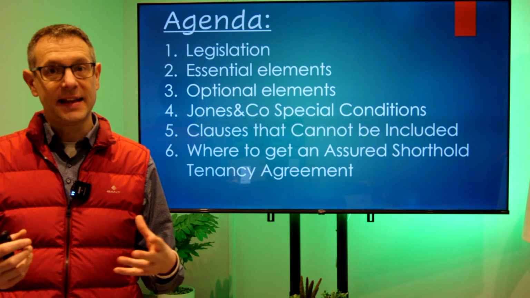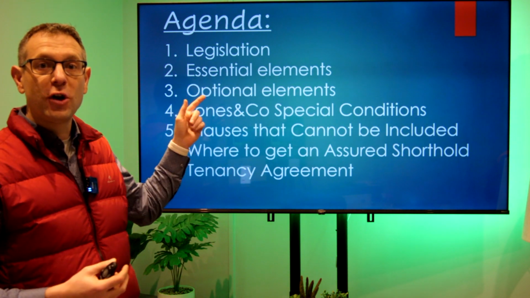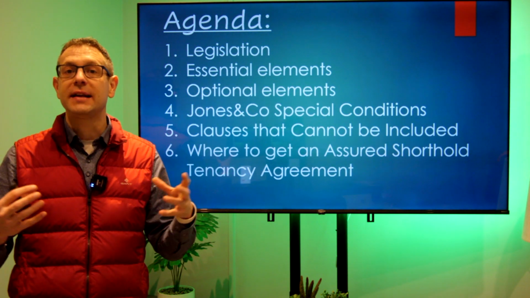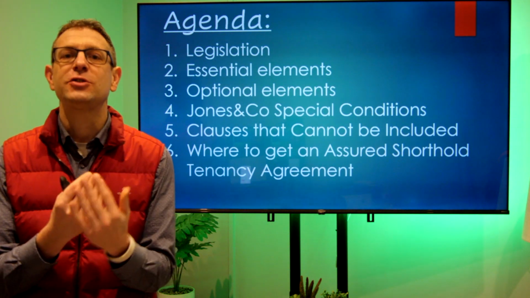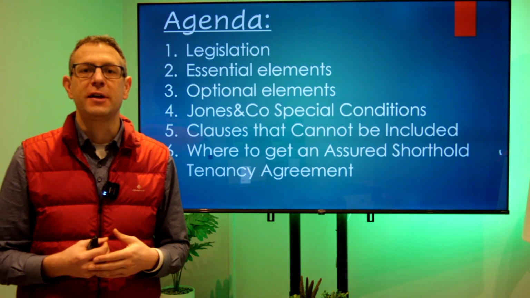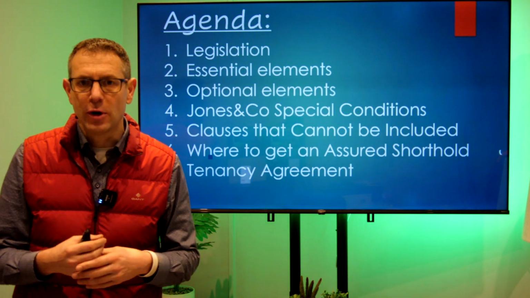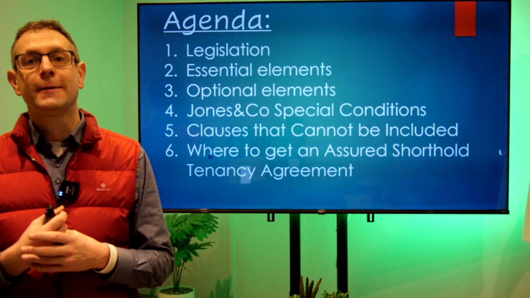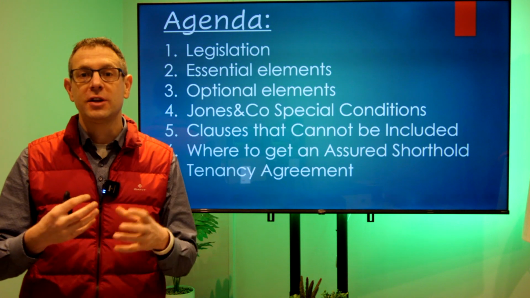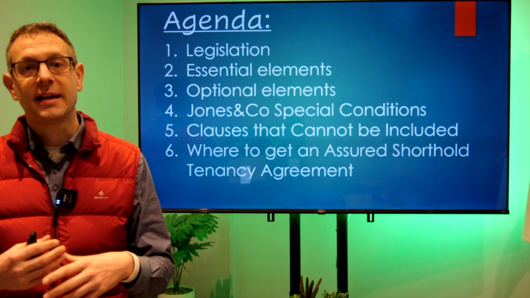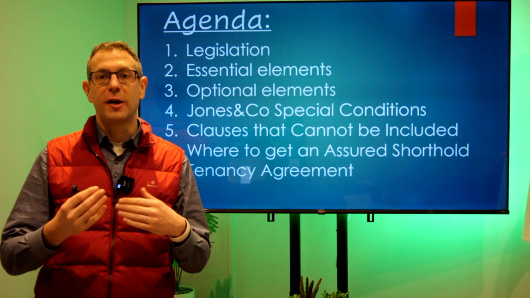So let's look at the agenda. Firstly, we've got to look at the legislation that makes up part of the assured shorthold tenancy agreement, the essential elements that must be included in every AST, some optional elements you might want to consider, and we're going to look at the Jones & Co special conditions and how we use that part of the contract to make it clear about the expectations of both parties.